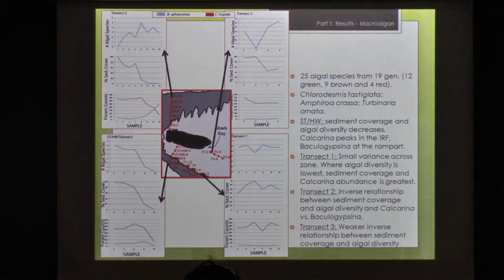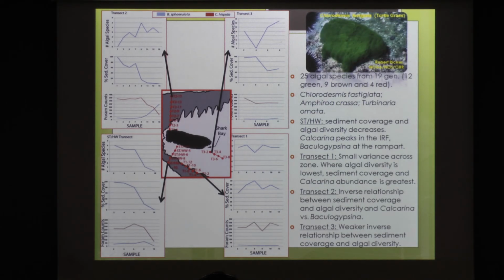Right. So I did look at the algae. There were 25 algal species, the most common being the turtle grass, along with Amphiroa crassa and Turbinaria ornata. So these were the 4 transects I did. This is Heron Island, and this is the reef flat. So on this transect, I found sediment coverage, the number of algal species, and the abundance of those 2 most dominant taxa.